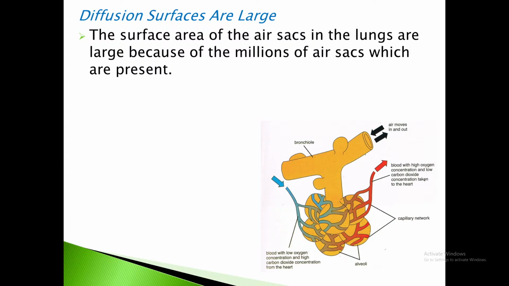Diffusion surfaces are large. Now what that means is that the exact place in the human body where diffusion is going to take place, there must be a whole lot of space for this process to take place. Now what you're seeing on the screen is some alveoli. Those round circular things that you're seeing, which we have 6 of on the screen, represent alveoli. It is inside of these alveoli where the gaseous exchange takes place.